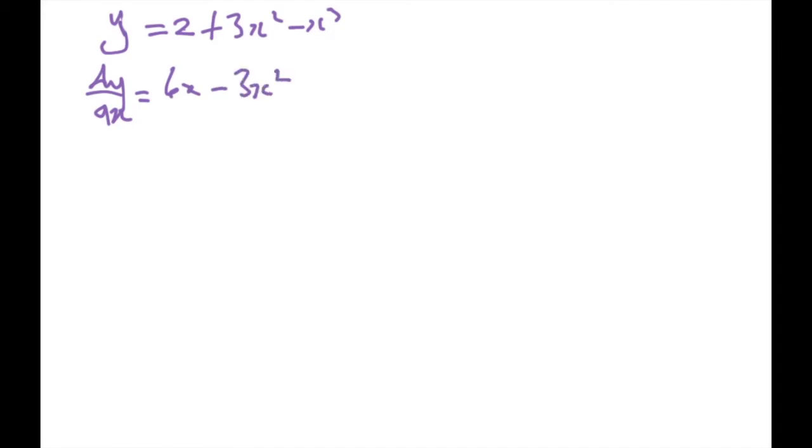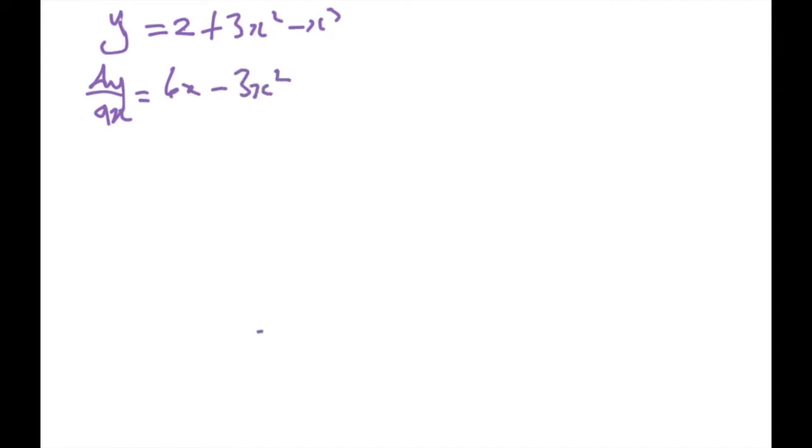Okay, given that y equals 2 plus 3x squared minus x cubed. So find the first derivative, which is 6x minus 3x squared.